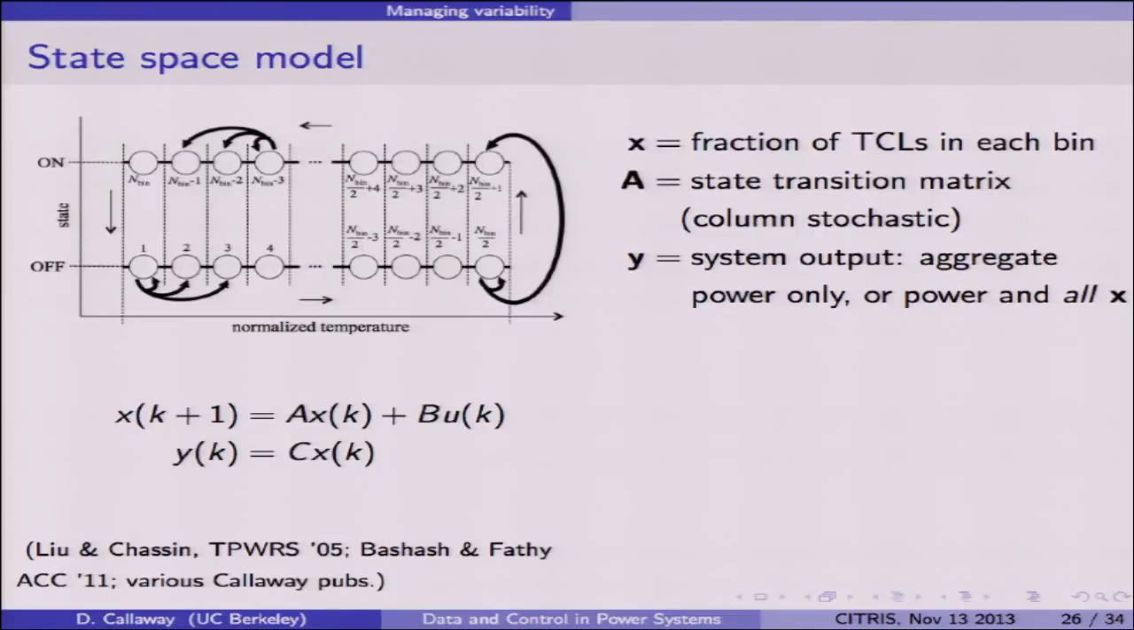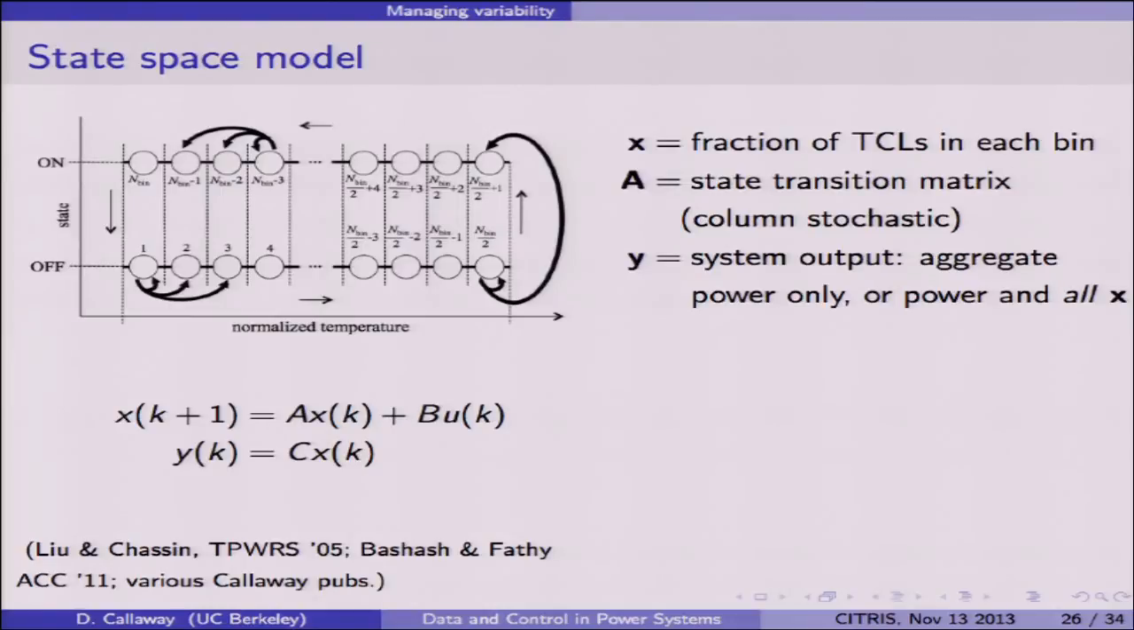Instead of describing the temperature state of individual loads, we describe how many loads are in each discrete bin of temperature. And that becomes the state. So the x vector in this model is the fraction of thermostatically controlled loads in each bin. If you look at this first bit of the model, given the distribution of loads across those bins, vector x at time k, A tells us how we transition to a new distribution at time k plus 1. So this is just a simple linear time invariant model.